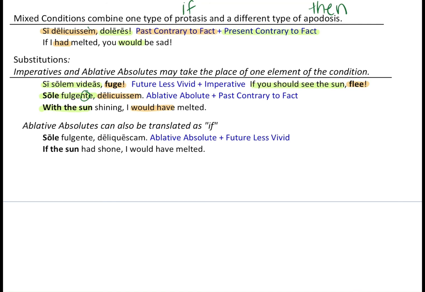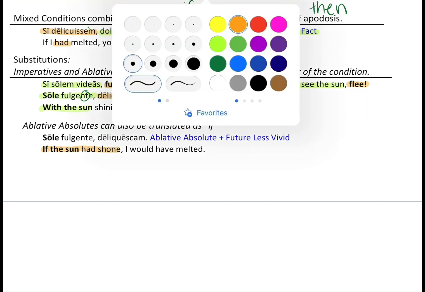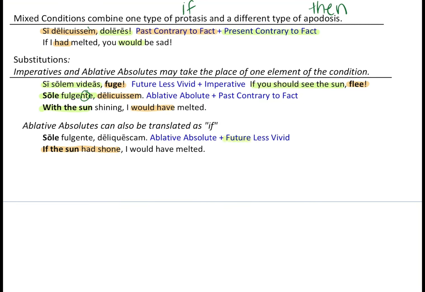All right, here's an ablative absolute, can also be translated as if. Same beginning, sole fulgente. If the sun had shone, there's an if there instead of with the sun shining, I would have melted. Takes an ablative absolute, and the second portion is a future less vivid. I would have melted. Remember, future less vivid takes a present subjunctive and the apodosis is translated as would. All right, that's it. Have a great week.